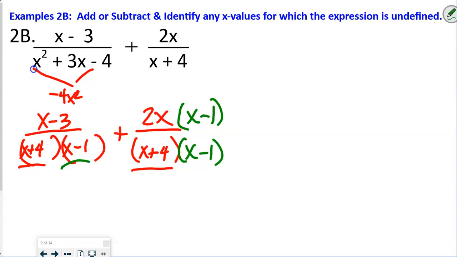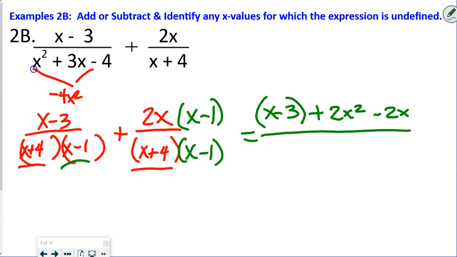So when I do that, I end up with x minus 3 over here on the left, and if I multiply that over on the right, I'm going to get plus 2x squared minus 2x. That's all going to be over... Now, what I did was I put it all over the same thing because by now we have the same thing, right? So we can say x plus 4, x minus 1.